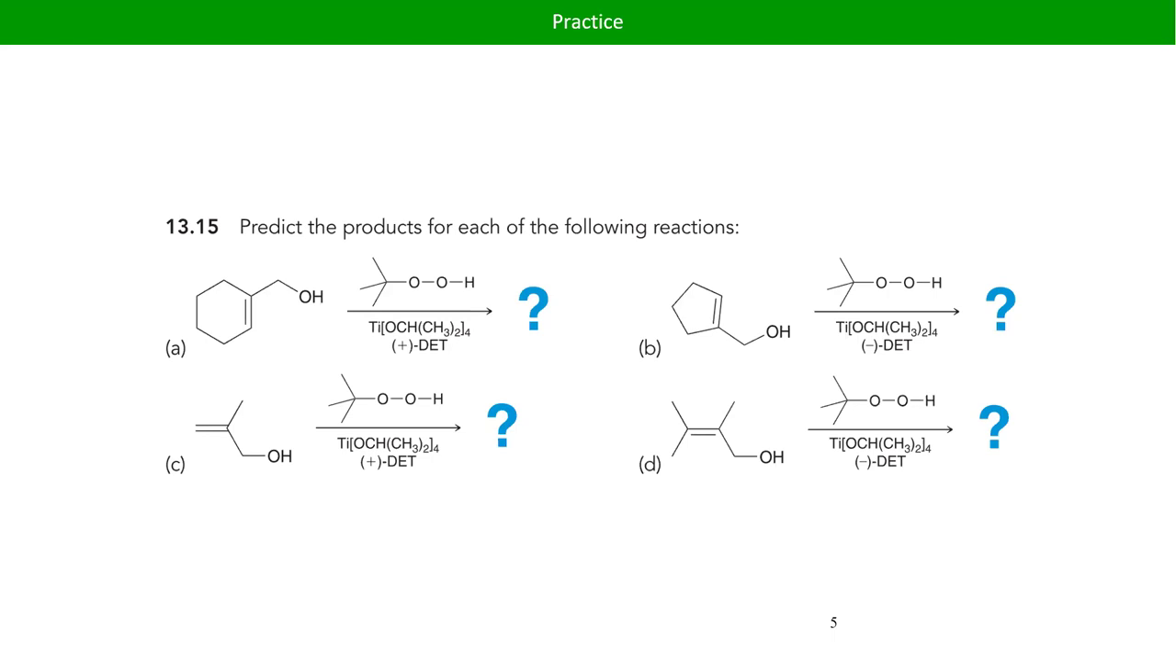Everybody get a chance to try these over the weekend? I'm actually going to, while you're doing this, chop this figure up real quick and give myself room to draw on the slide.